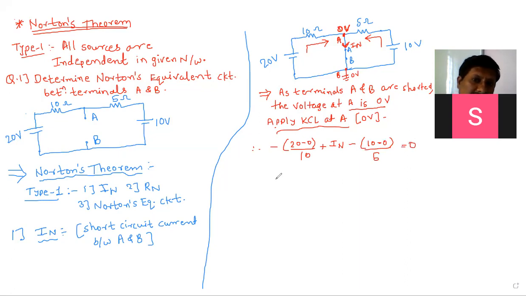Is equal to 0. Now there is no need to take the LCM here because there is no variable in the numerator. Okay, here the variable is not there. So 20 divided by 10 is 2, so minus 2, plus IN as it is, minus as it is, 10 divided by 5 is also 2, equal to 0. So IN is equal to 4 ampere.